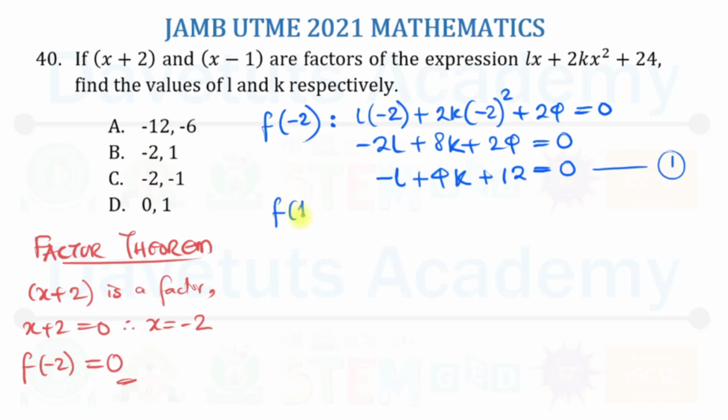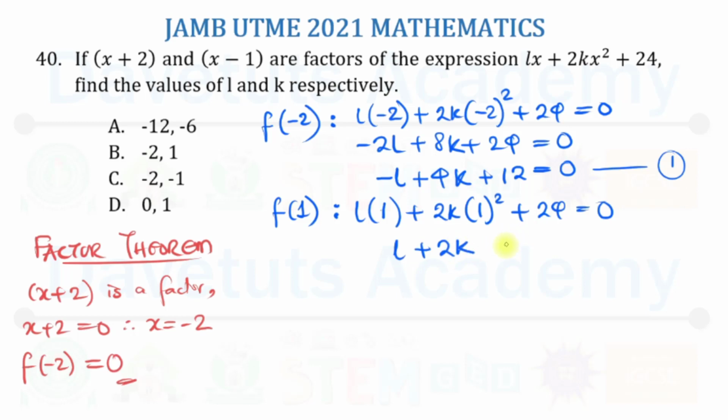Then for the function of 1, because if x minus 1 is equal to 0, then x will be equal to 1 when minus 1 moves to the other side. So anywhere I find x, I can just put 1 as a value here, okay? Plus 2k multiplied by 1 raised to the power 2 plus 24 is equal to 0. So here I have L, 2k times 1 is 2k, then plus 24 is equal to 0. So I can call this equation 2.